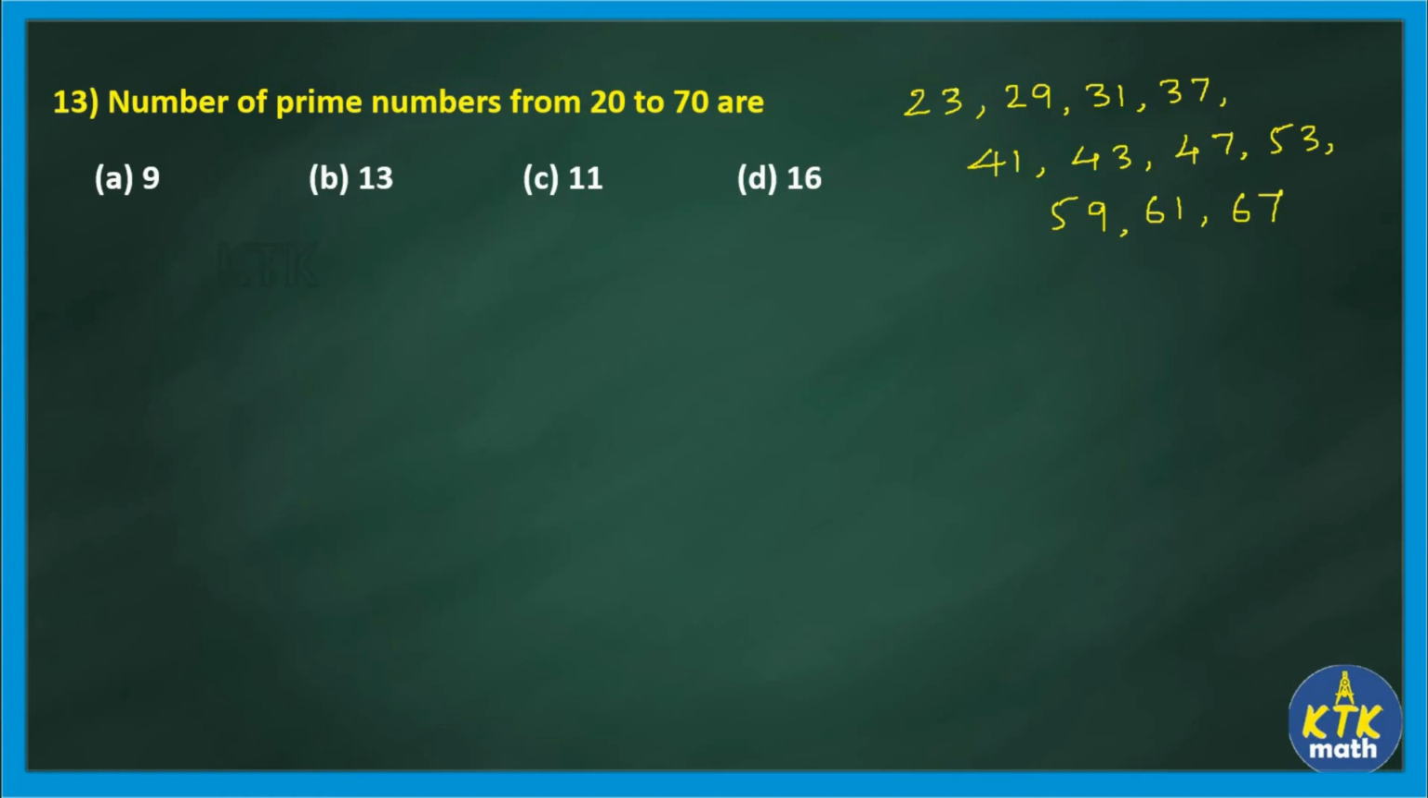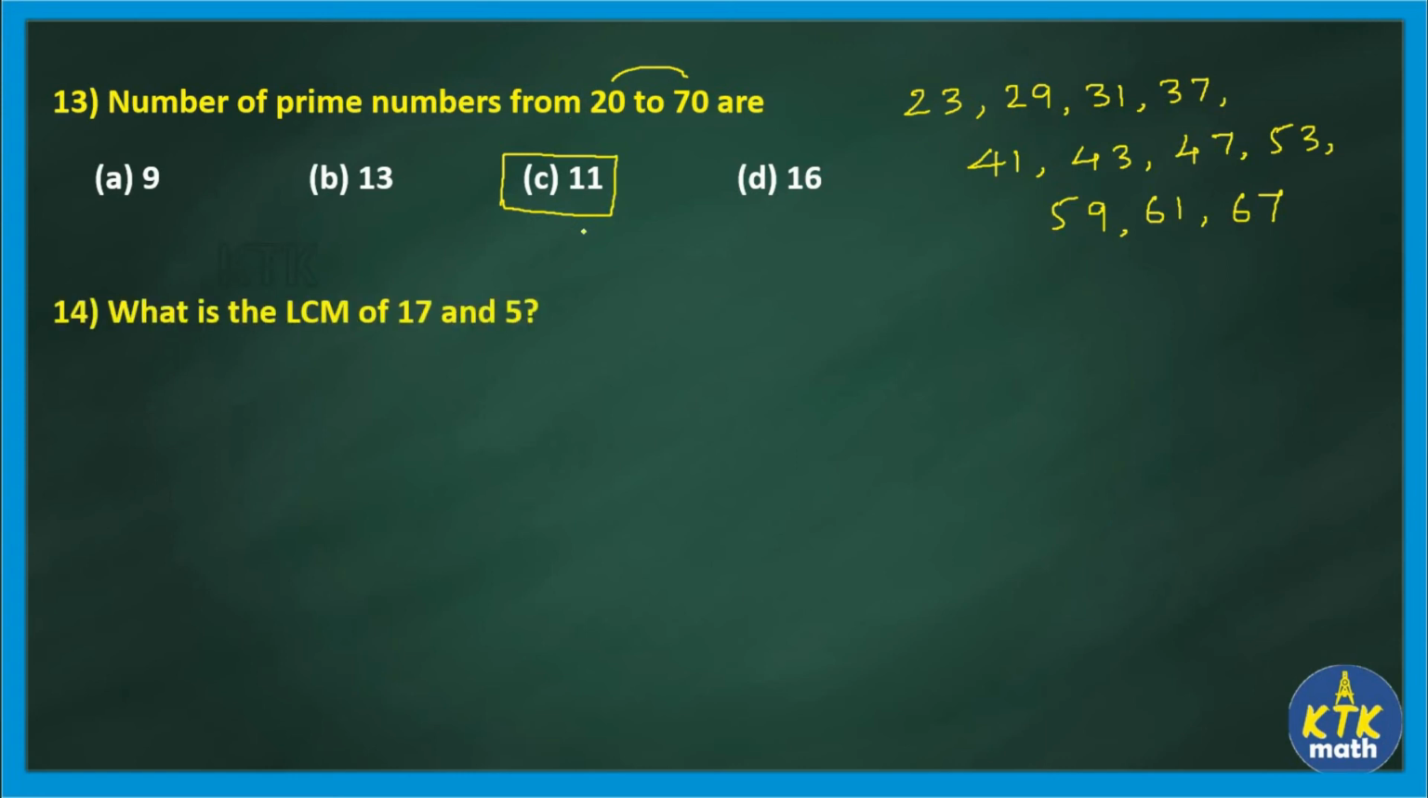All these numbers are prime numbers. So you just count: 1, 2, 3, 4, 5, 6, 7, 8, 9, 10, 11 numbers. So 11 numbers are there between 20 and 70. The limit they gave already, so between these two numbers you list out all the prime numbers. Don't miss any number or write any extra numbers. Exactly we are getting only 11 numbers between 20 and 70.